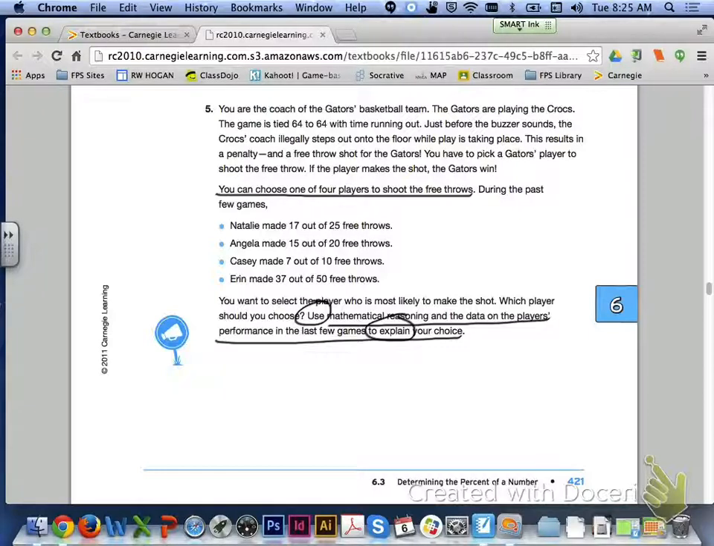During the past few games, Natalie made 17 out of 25 free throws, Angela 15 out of 20, Casey 7 out of 10, and Aaron made 37 out of 50 free throws. You want to select the player who is most likely to make the shot. Which player should you choose? Use mathematical reasoning and the data on the player's performance in the last few games to explain your choice. So go ahead and do that with your group members for number 5.